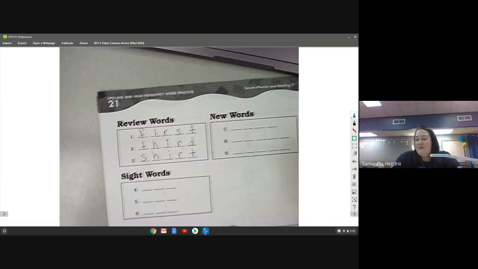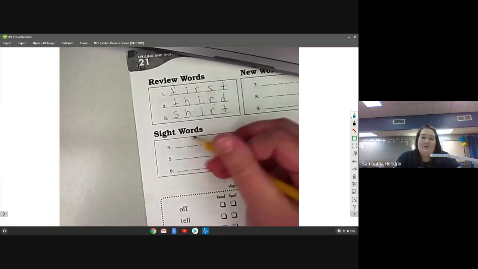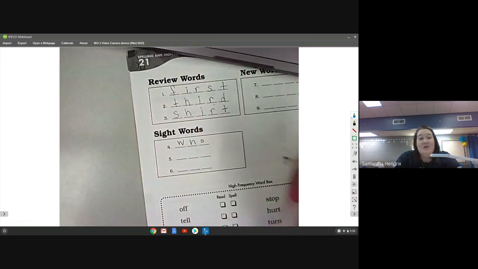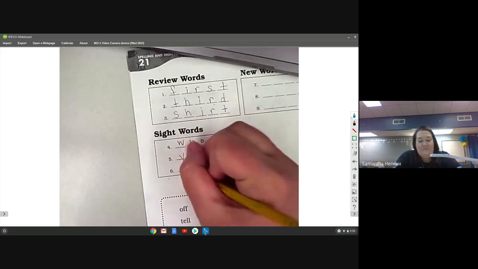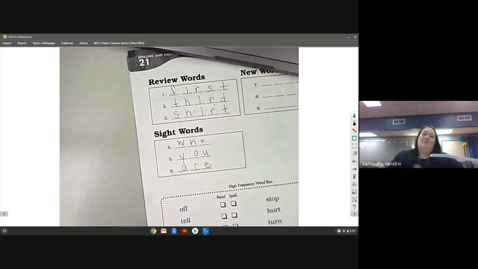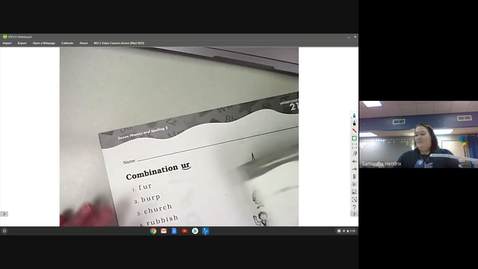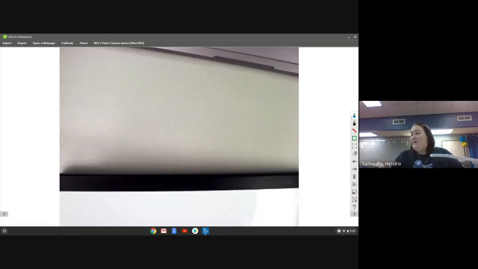Okay, now we're gonna do sight words. Sight words number four. Who? You and R. Okay. Set that aside for now. Remember, during these, you can always pause. Be sure and study your spelling words this week.